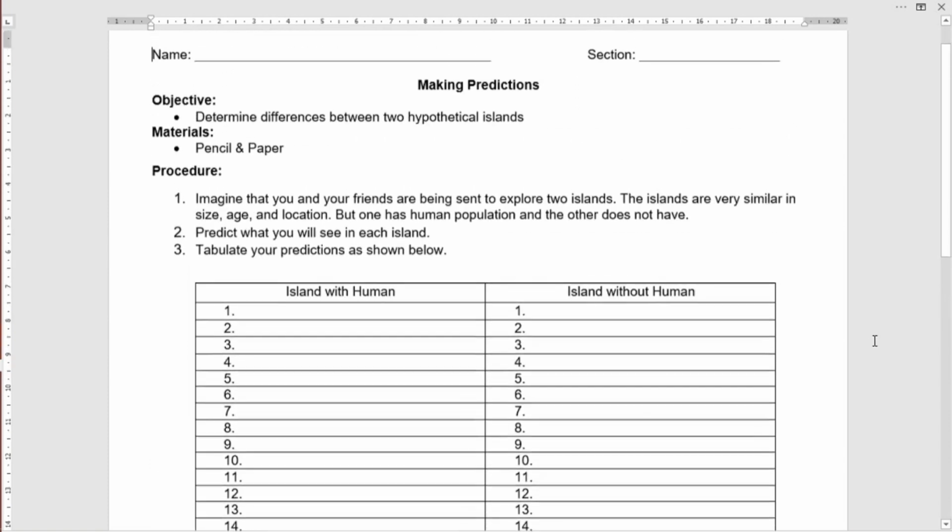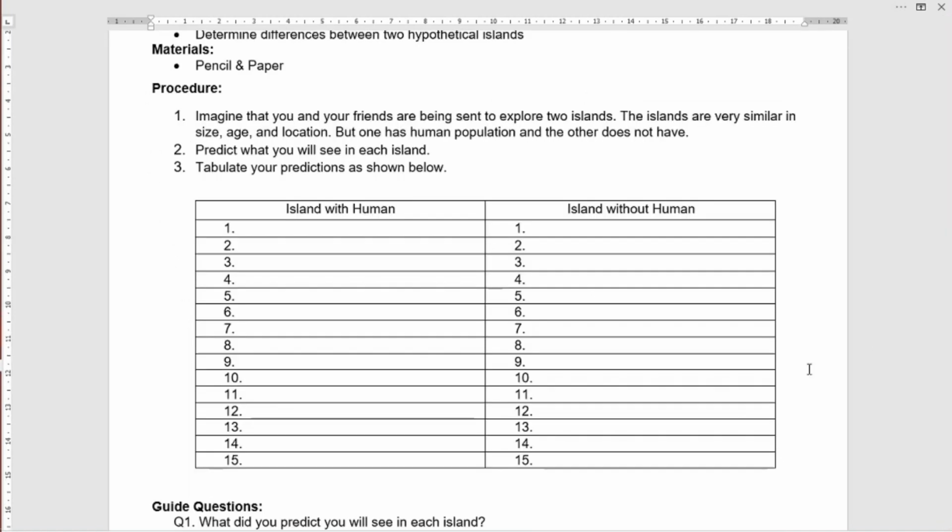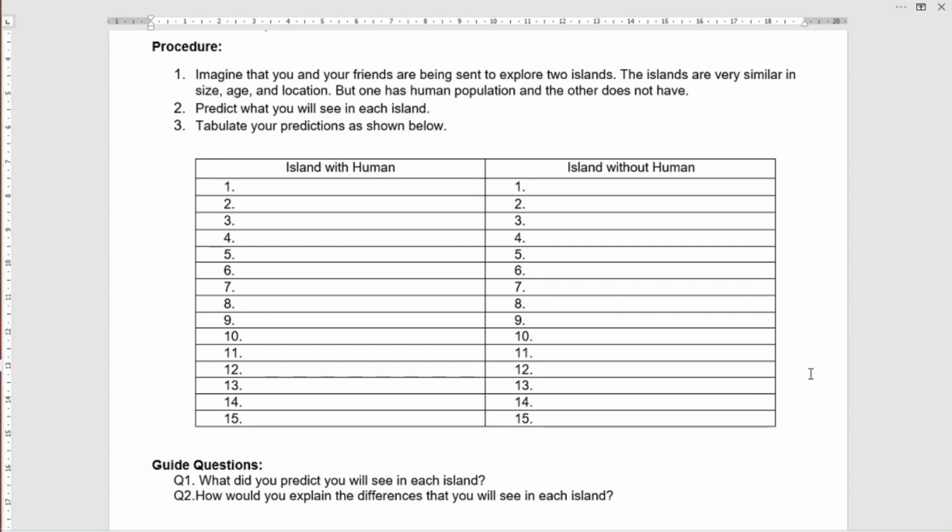On the third day, you are going to answer this worksheet after you watch the video about species extinction. In this activity, you will predict what you will see on an island with humans and without humans. You can list up to 15 things or predictions. After that, you are going to answer these 2 guide questions.